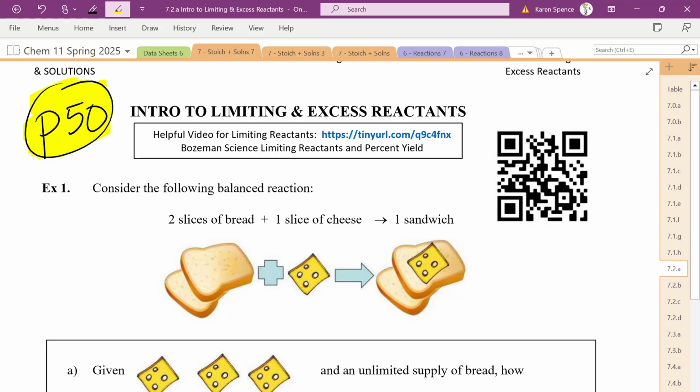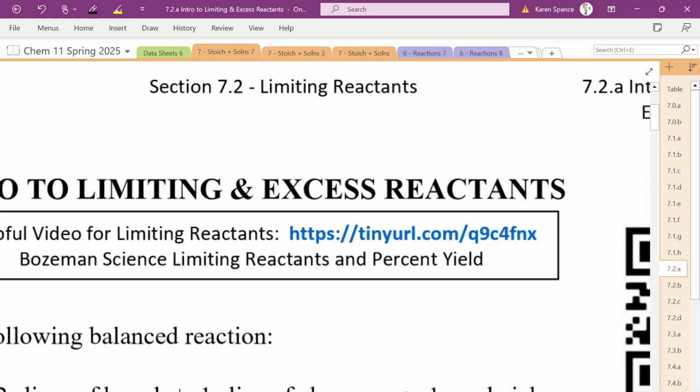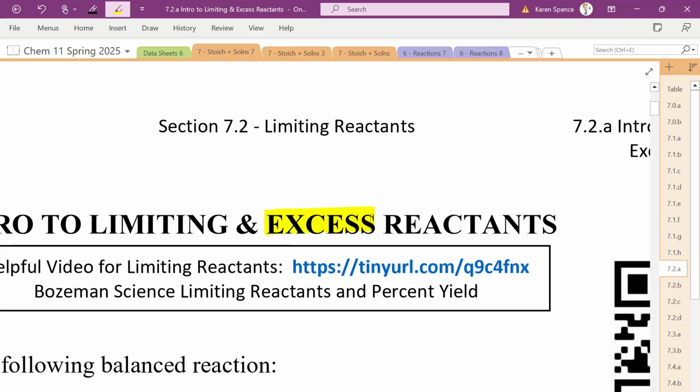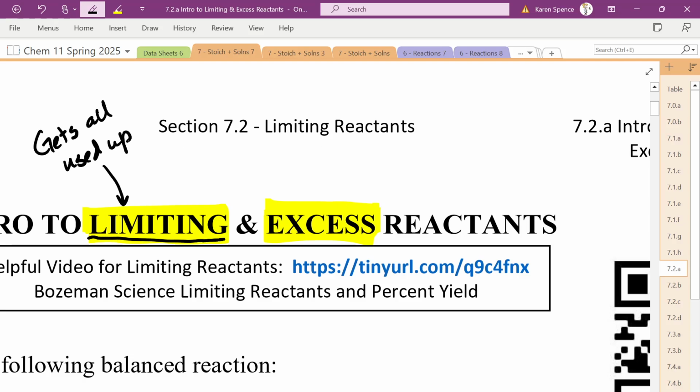However, in this case, we're going to put two reactants together and you're going to have too much of one of them. It's not all going to be able to react. And that's what we call the excess reactant. The one that we run out of is called the limiting reactant. The limiting reactant gets all used up, and the excess reactant will have some left over at the end.